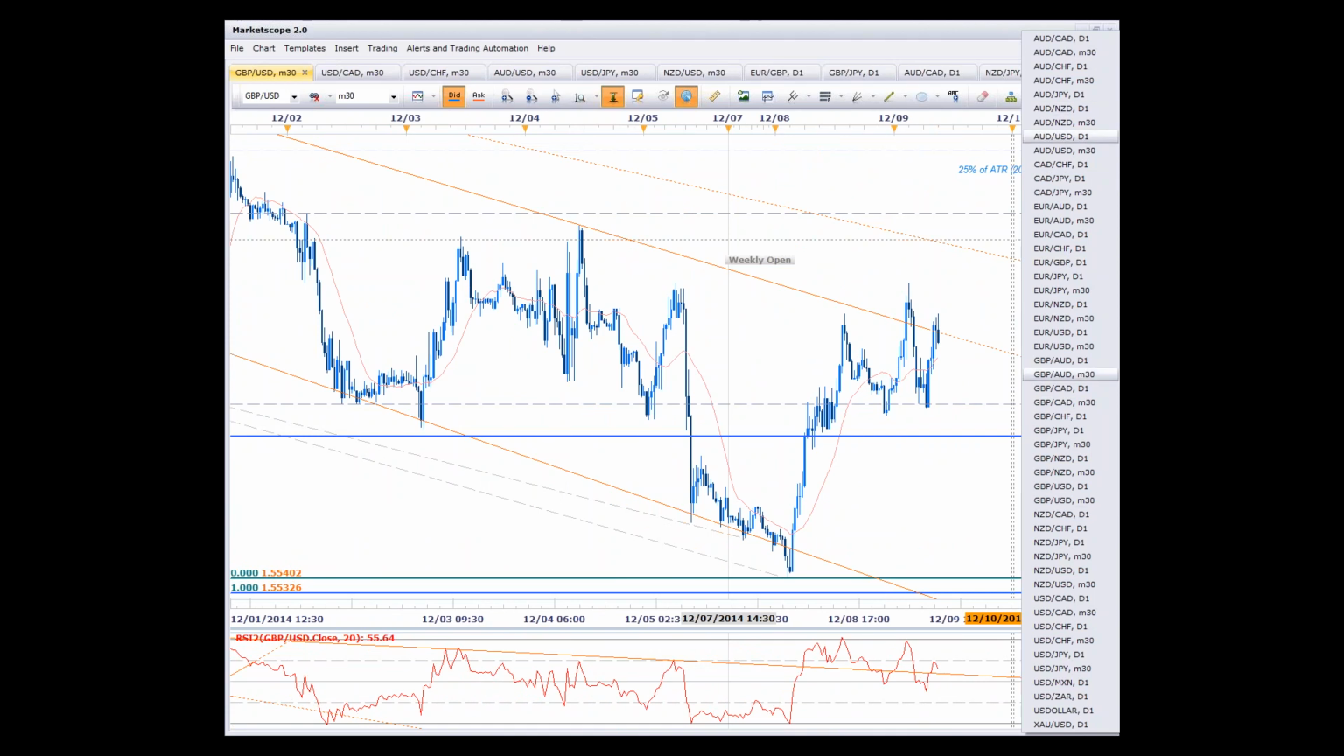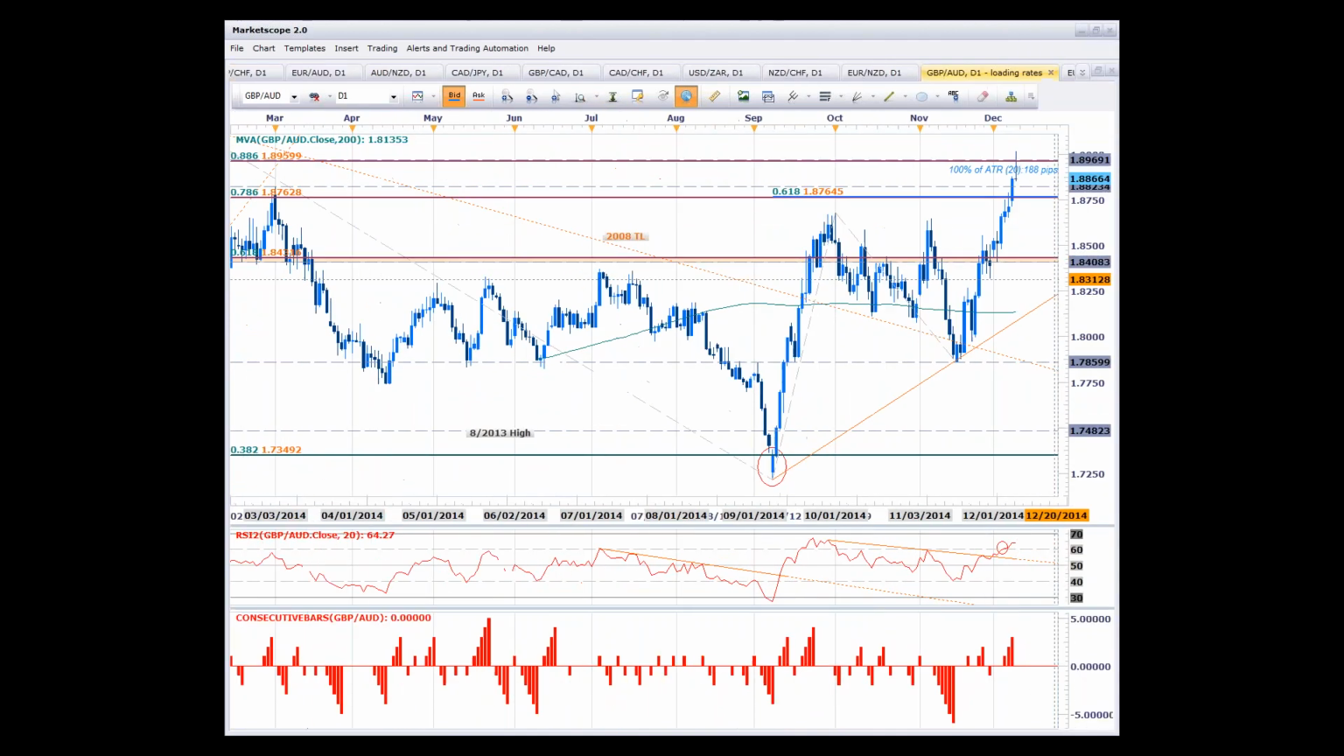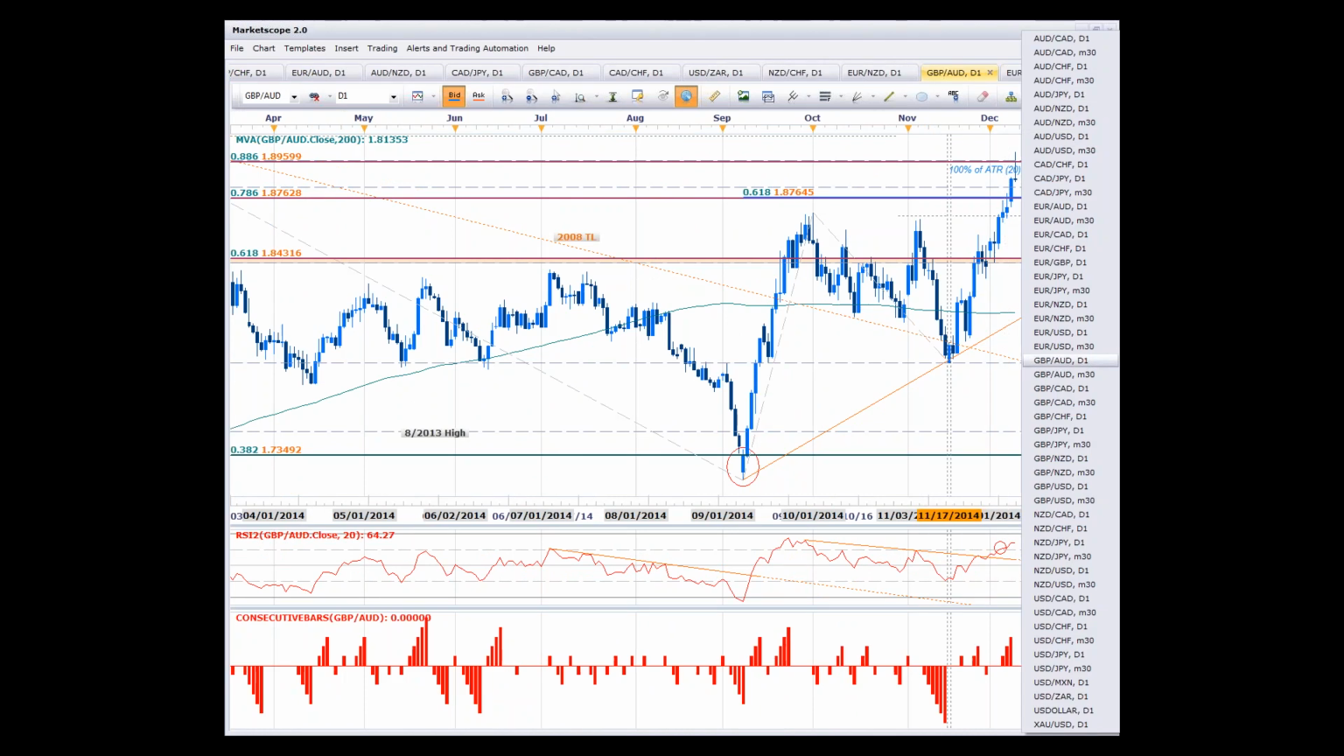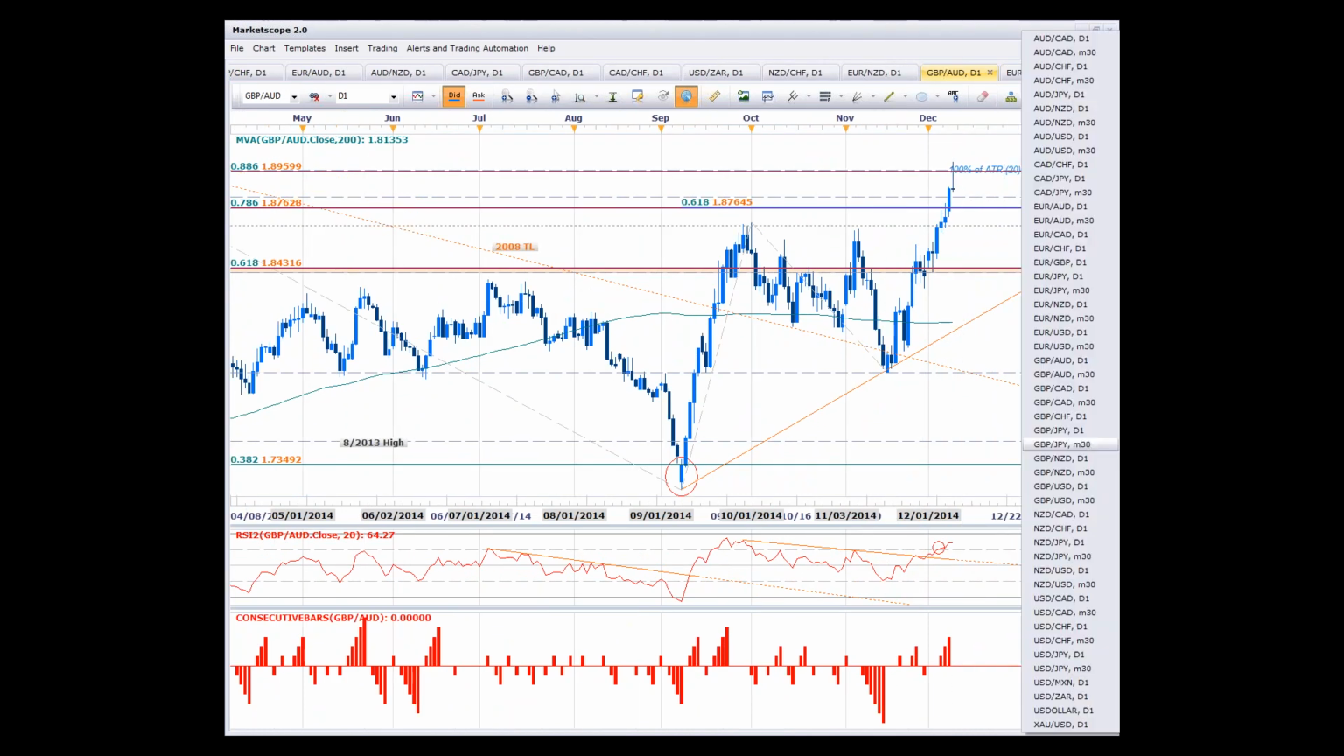A pound cross, if you are hellbent on trading the pound, I've been interested in is pound Aussie, and you might have seen this chart tweeted the other day as well. Here's what pound Aussie looks like intraday.